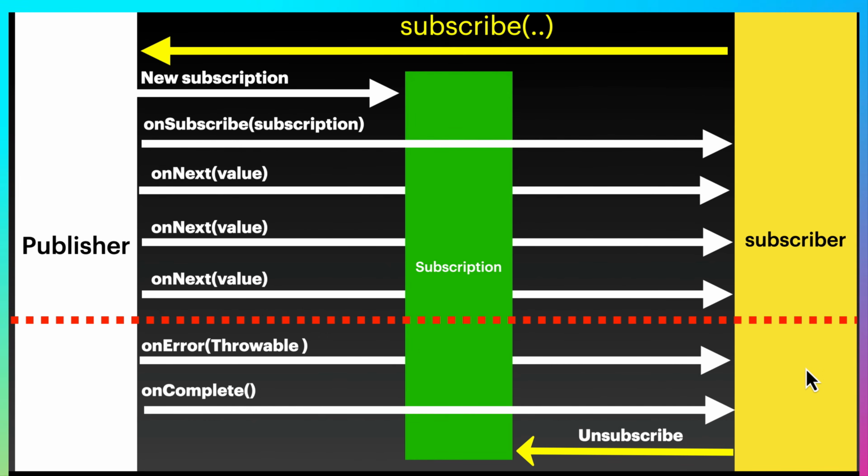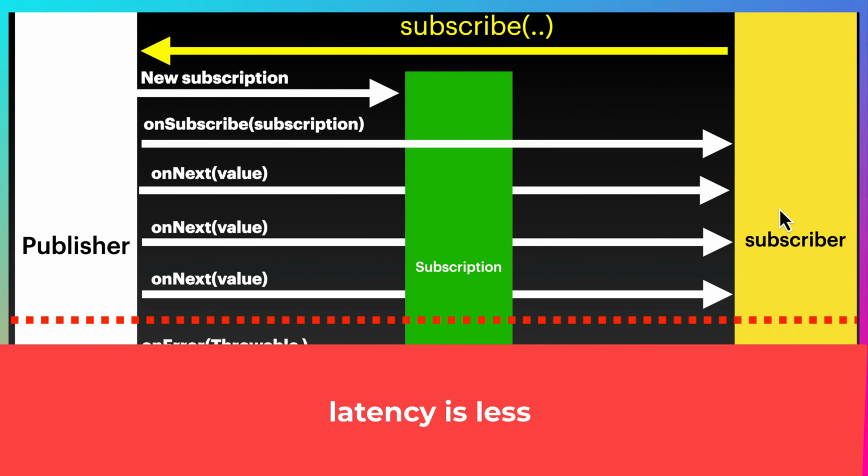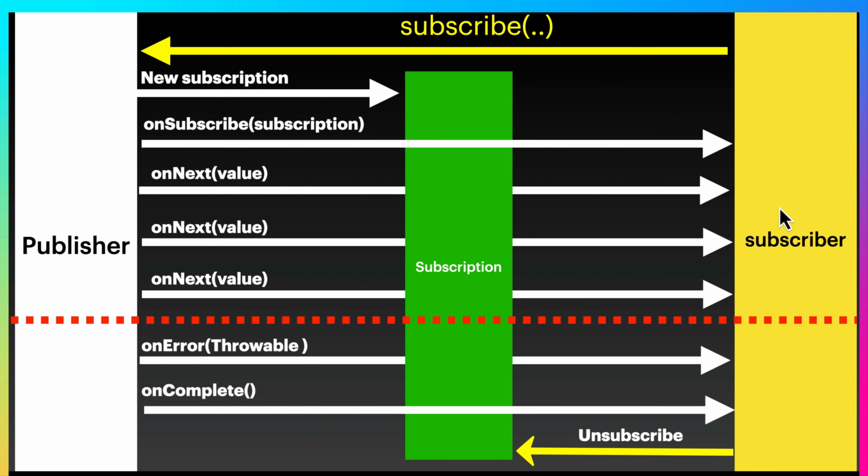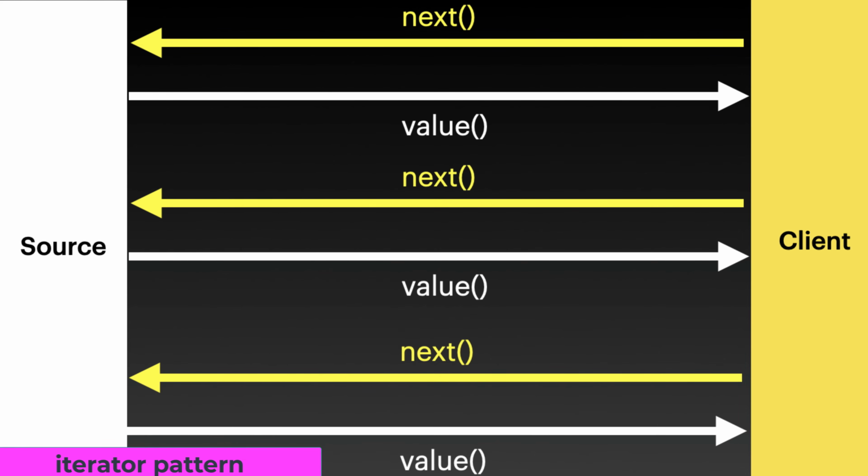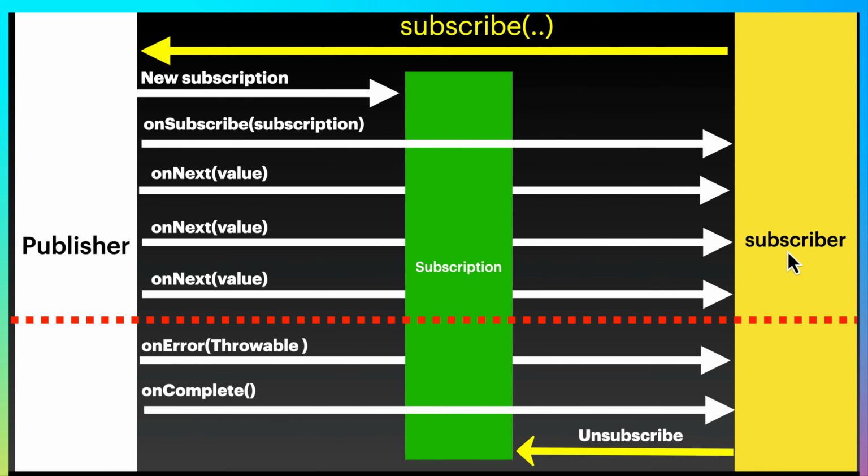All right. And one more advantage over here in this pattern is that the latency is less. Why? Because think about an asynchronous pull model, just like the iterator pattern. In the iterator pattern, the subscriber needs to call for data. It needs to ask the publisher for the data by making the next call. Okay, get me the next element. The publisher will give an element. And the subscriber again will say, get me the next element. The publisher will give one more element. Like that, the subscriber has to keep on asking the publisher for data.